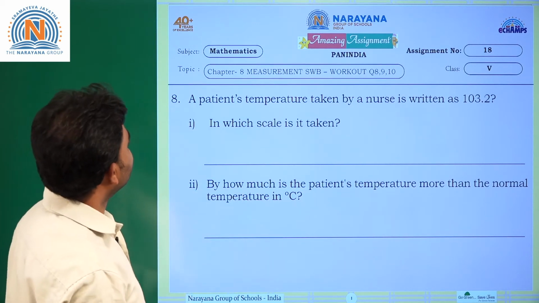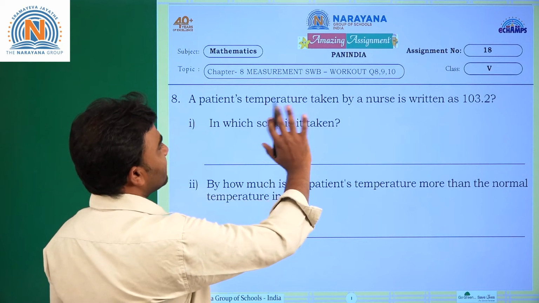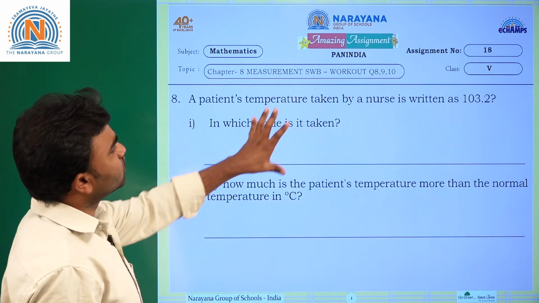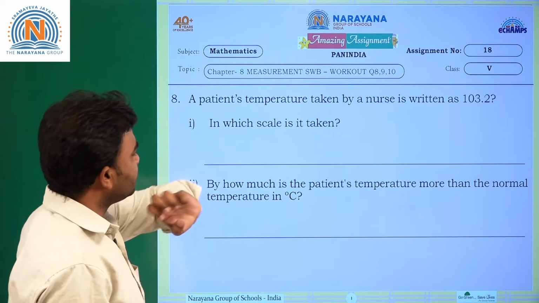Today's assignment is on chapter 8, Measurement, from the Sadhana workbook. Workout questions 8, 9 and 10 sums.